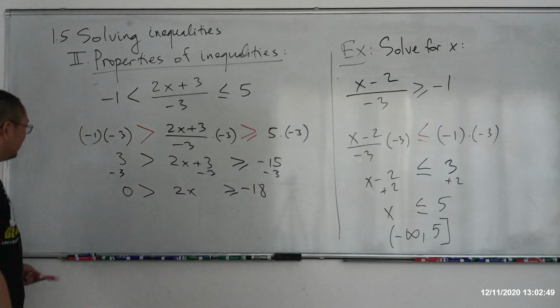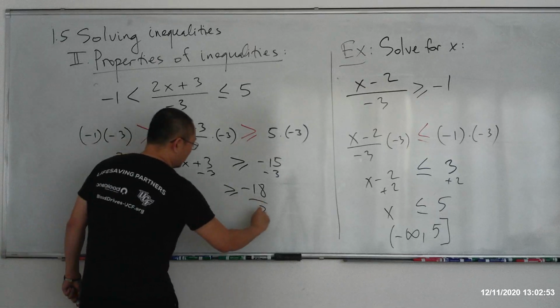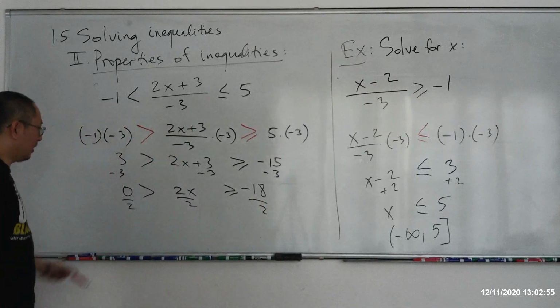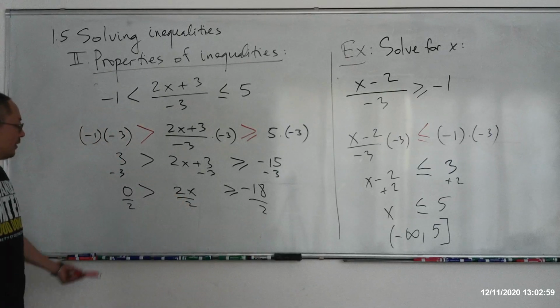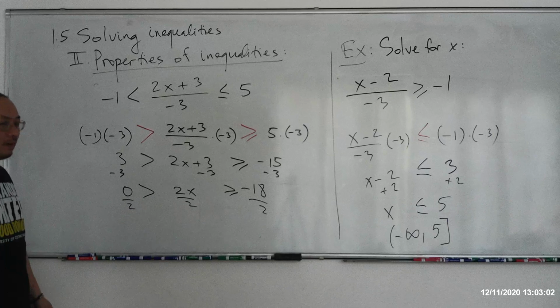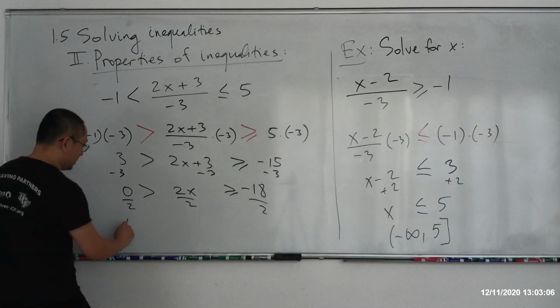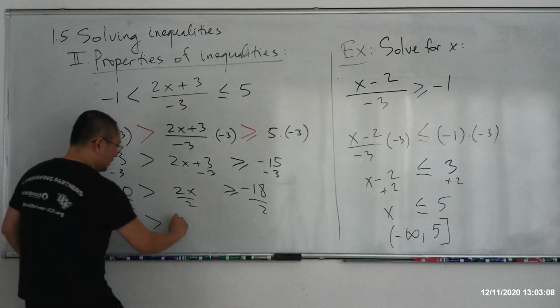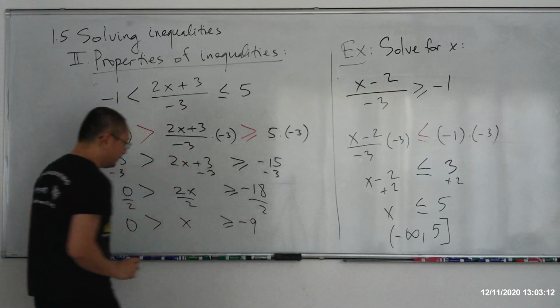And now what? Divide all the sides by 2, right? Divide by 2, divide by 2, divide by 2. See, multiply or divide, we have to look at the sign. 2 is a positive number. So whenever you divide by a positive number in general, the inequality won't change. So 0 divided by 2 is still 0. It's greater than x, greater than or equal to negative 9, right?